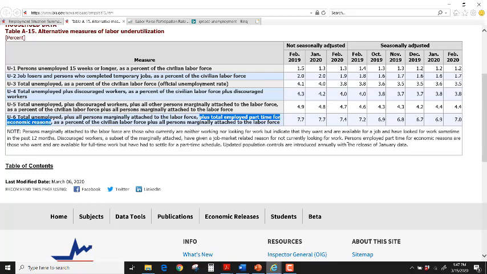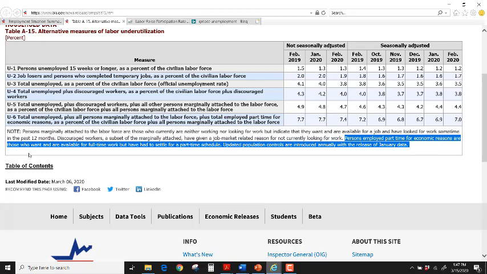Now, what is PTER? Let's look down here at the note again. Persons employed part-time for economic reasons are those who want and are available for full-time work, but have had to settle for a part-time schedule. Okay, so think about people who are working part-time. Some of them want to be part-time because they have other obligations in their life. They don't have the time to commit to full-time work.